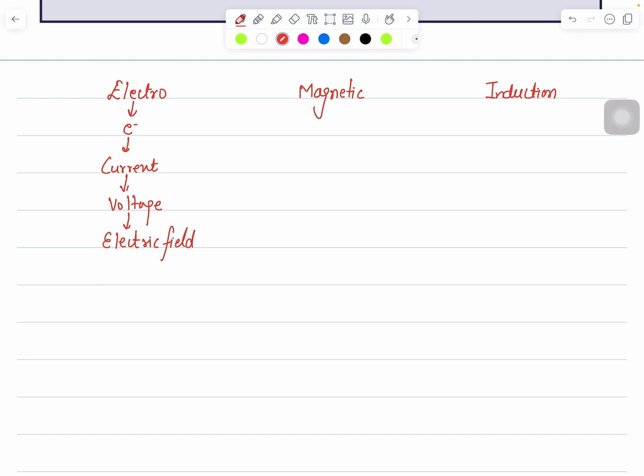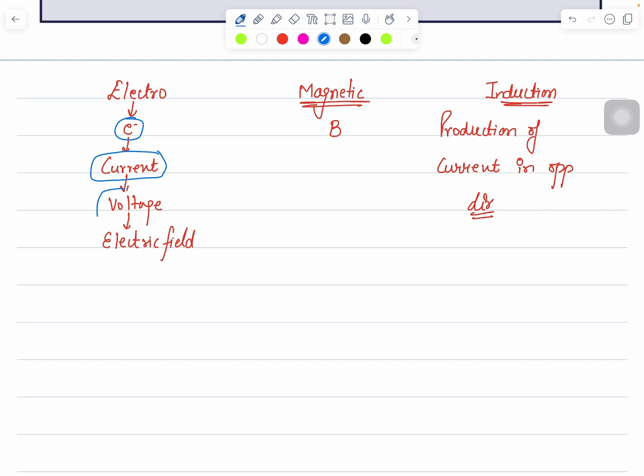Fine. With the magnetic we have a simple word which is called B. Induction means production of current in the opposite direction. Again, in terms of electro, we need to focus on a few things, either on charge. Sometimes we are going to learn about the current, sometimes voltage, and sometimes electric field. Even in case of force, we can use Q, E. These all are the factors which are going to relate with the magnetic field.